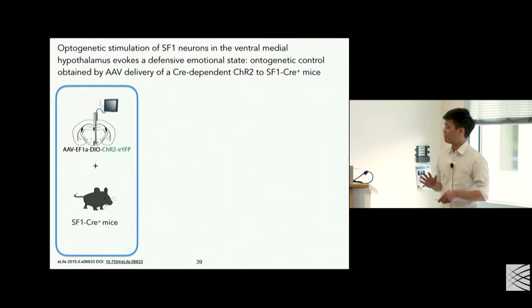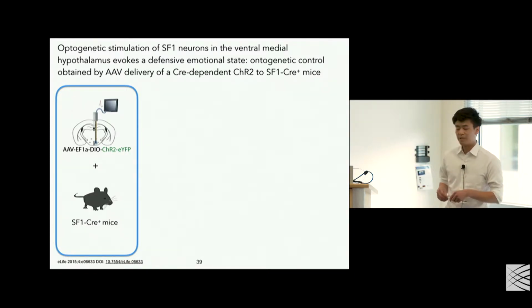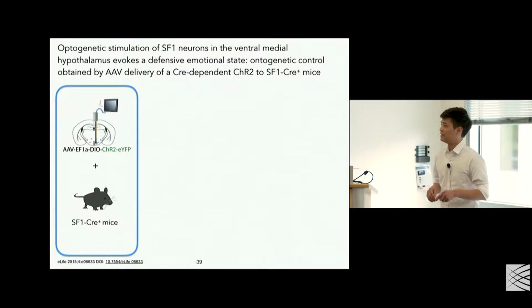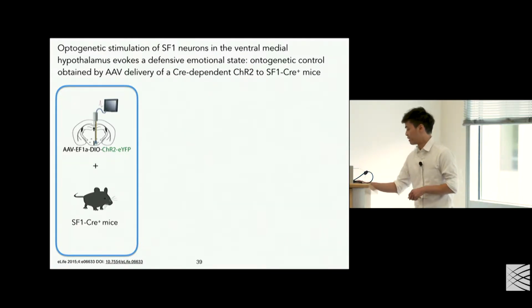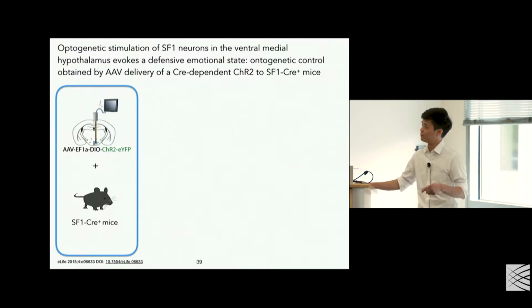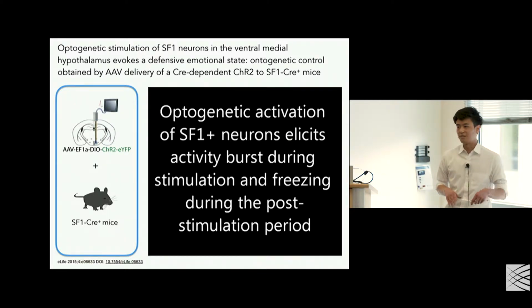To give an example of how powerful this intersectional strategy can be, this is a study from David Anderson's lab at Caltech. So what they're doing is they're using an AAV to deliver a Cre-dependent excitatory opsin into the ventromedial hypothalamus of SF1 positive Cre mice. And when they activate these SF1 cells in the ventromedial hypothalamus with light through a fiber optic cable that's been implanted in the ventromedial hypothalamus, you'll see that activation of these cells is sufficient to evoke a very strong fight or flight response in the mouse.